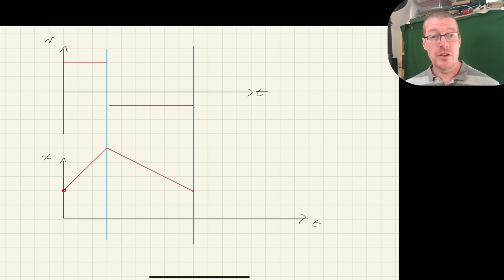There are a number of other skills you need regarding converting from position and velocity graphs. For example, maybe you're given a position versus time graph and supposed to estimate the velocity at a particular point.